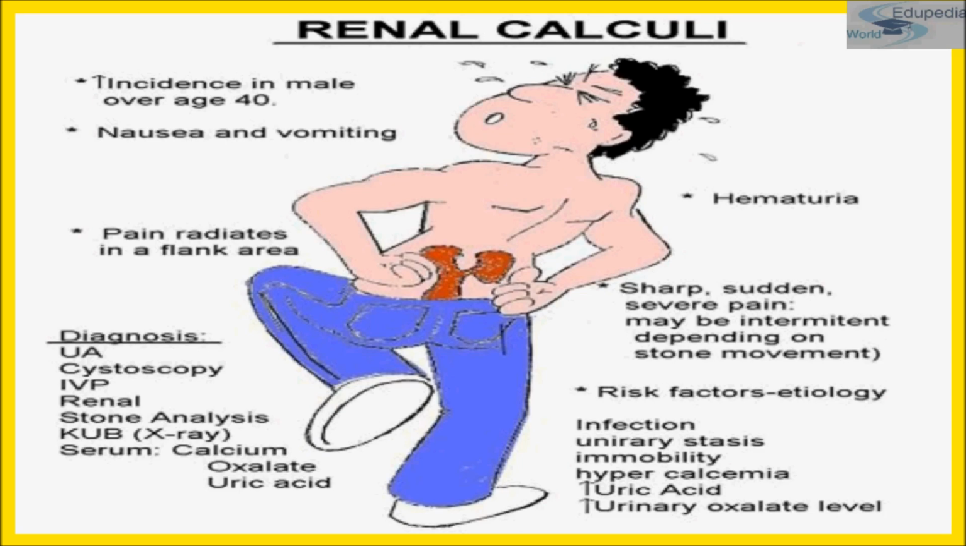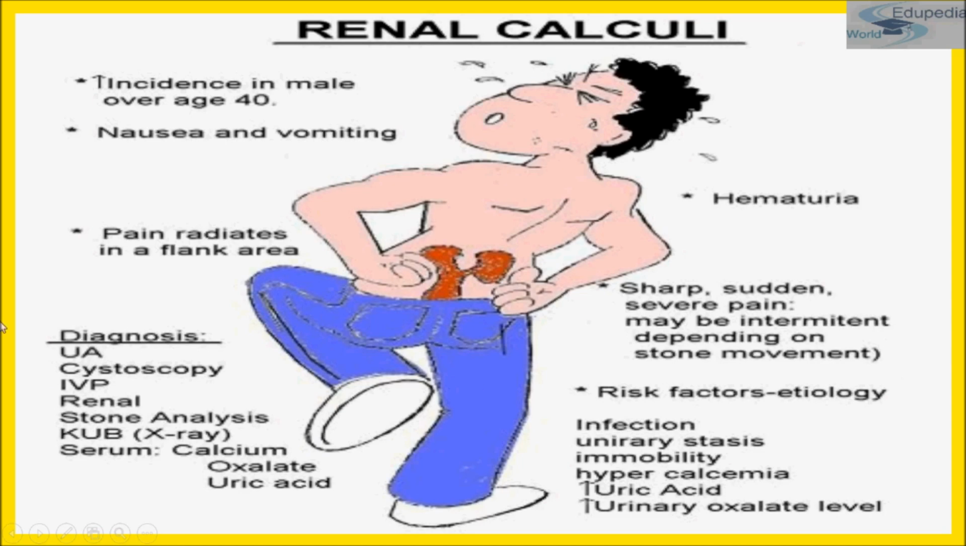Now what are the causes? The dietary factors that increase the risk of stone formation are low fluid intake, high dietary intake of animal protein, sugar, sodium, oxalate, and apple juices or cola drinks. And you may feel sharp and sudden severe pain, which may be intermittent depending on the stone movement.